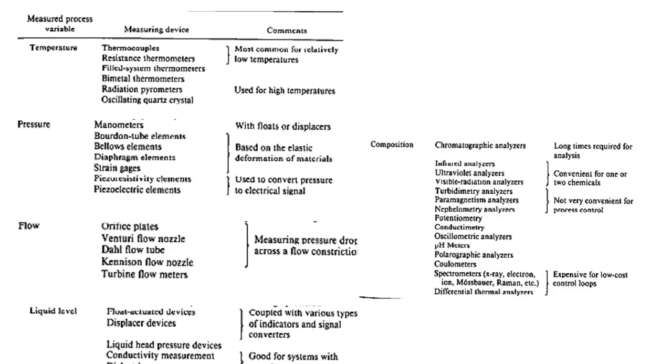For composition, there can be different measuring devices: chromatography analyzers and infrared analyzers. We can have your potentiometer, conductivity meter, oximeter, pH meters, spectrometers, and then differential thermal analyzers. So all these are the measuring devices which can be used to measure different types of variables, be it pressure, temperature, flow, liquid level, and composition. These are some of the basic variables which can easily be measured.